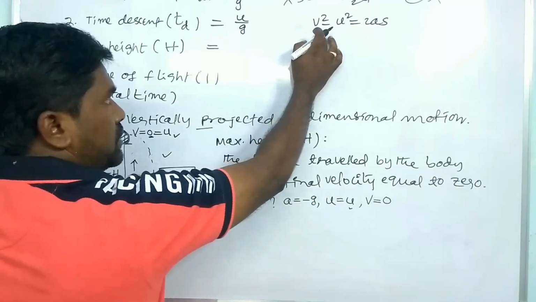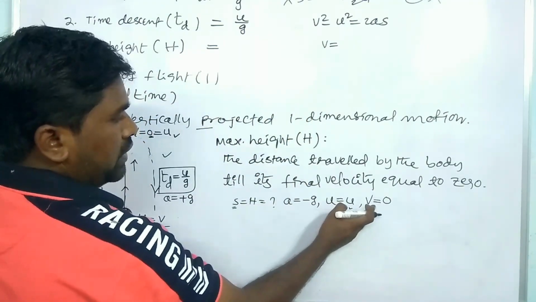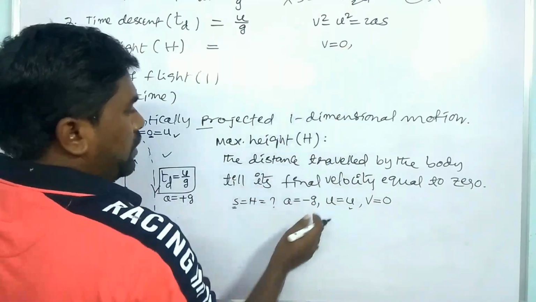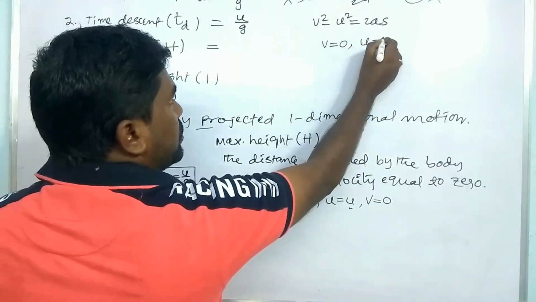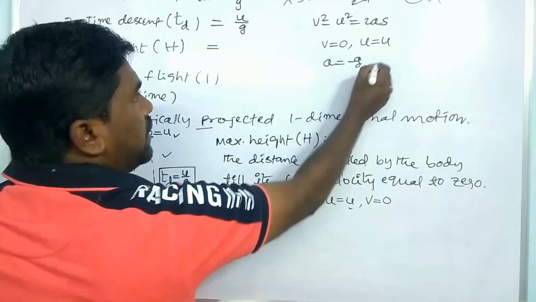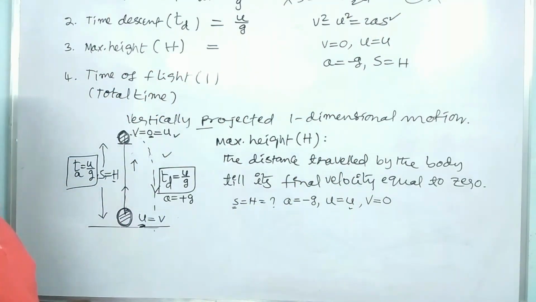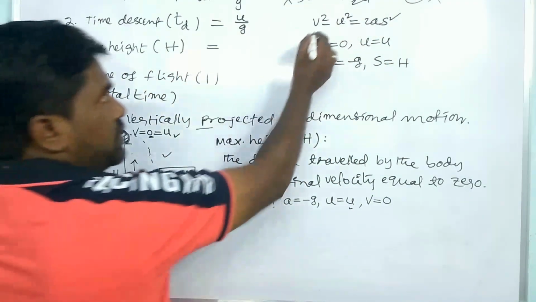Let us check the other one. Here v is already there, v is equal to 0, u is equal to u, a is equal to minus g, and s is equal to H. Let us check it out. So let us pick this equation.